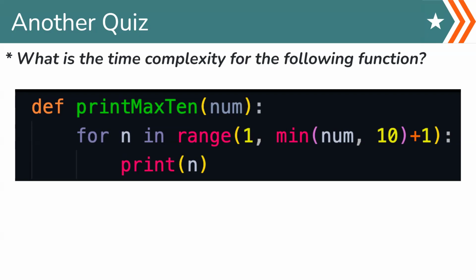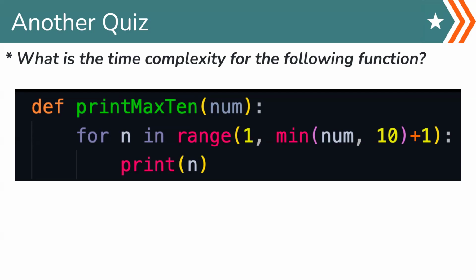Notice here, they're taking this min function. No matter how big num is, this will always return the minimum. Whether num is 20 or 50, it would never be greater than 10. So it's actually O of 10, which is O of 1. I'm pretty sure. Let me just check.